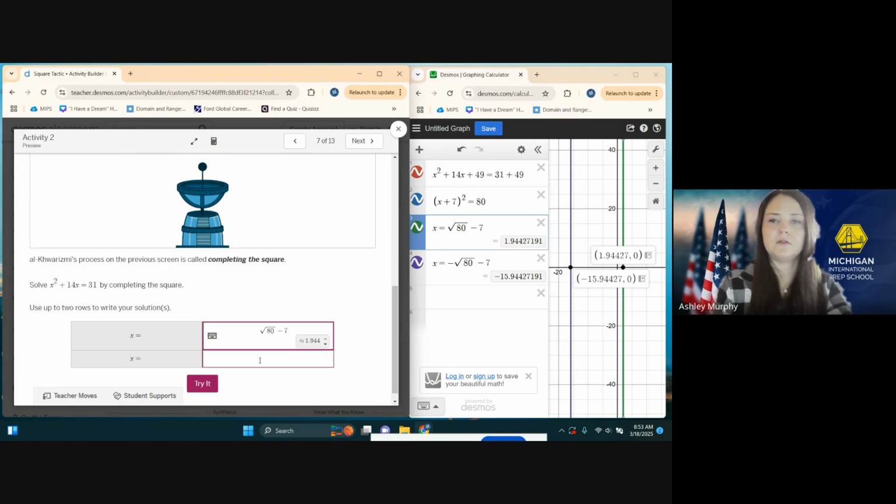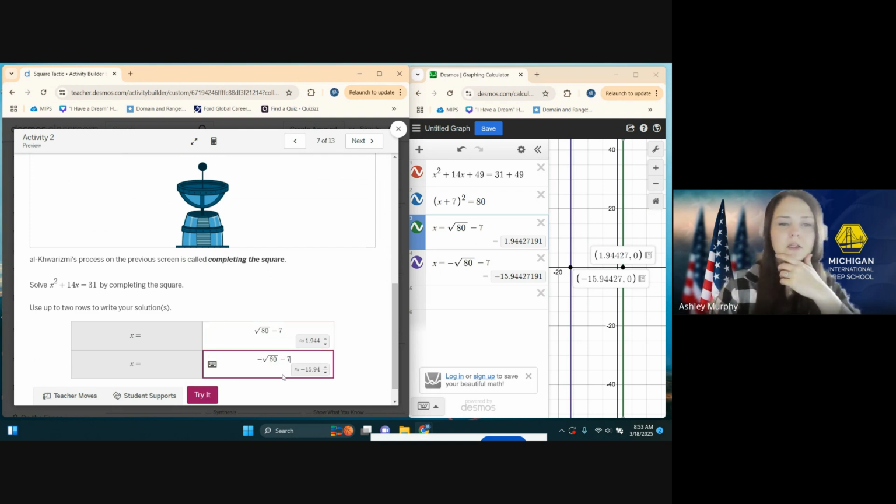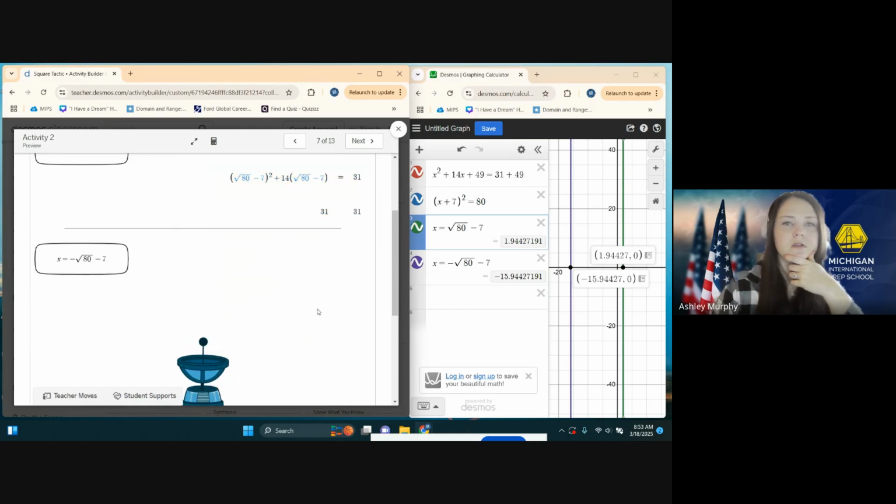So there's our first answer, and then we want our negative SQRT square root of 80, come out of the box, and minus 7. So we have our two answers. Let's see how that works. Everything's checking out nicely. And here's how you show your work.